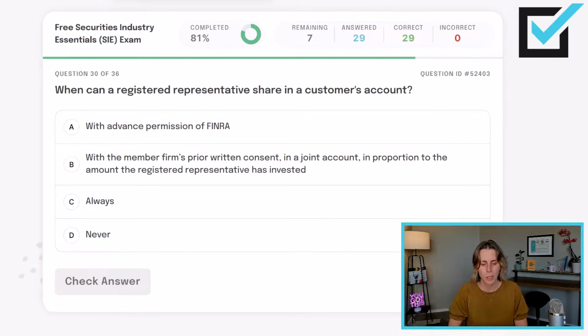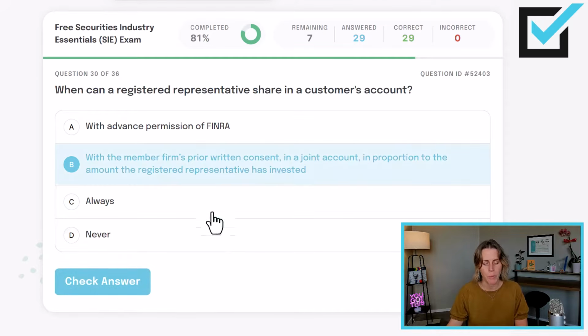When can a registered representative share in a customer's account? With advance permission of FINRA, with the member firm's prior written consent in a joint account in proportion to the amount the registered representative has invested, always or never. So generally, this is not something that's going to be happening. However, it is allowed with the member firm's prior written consent in a joint account in proportion to the amount the registered representative has invested. Allowed under FINRA rules if all of that is true.